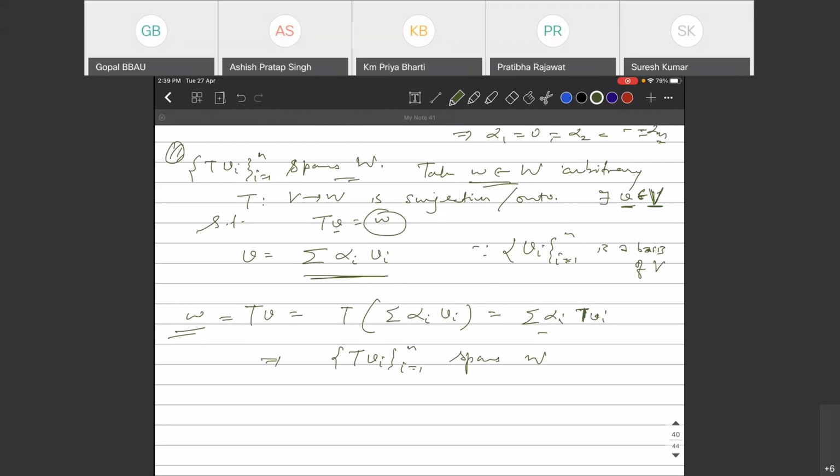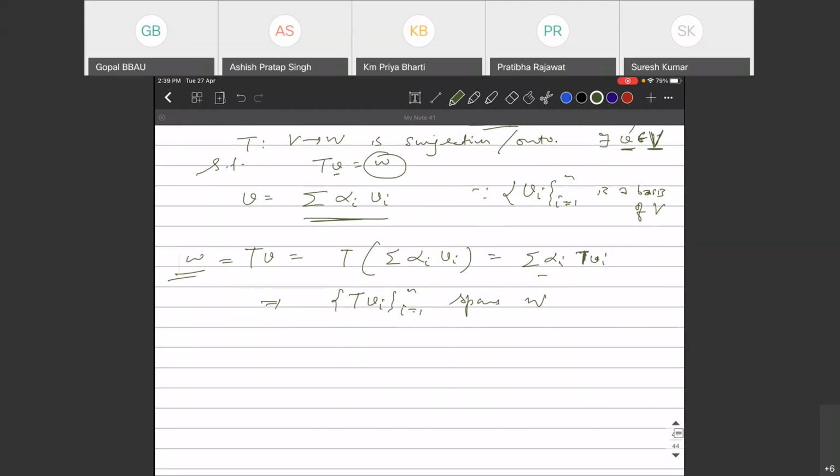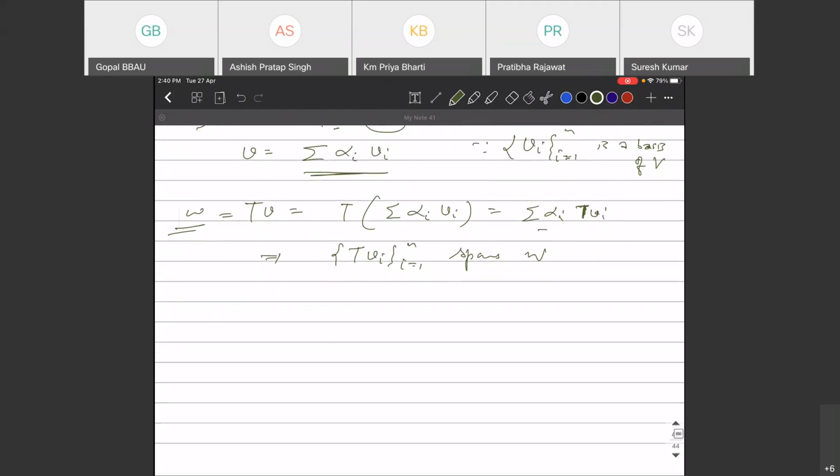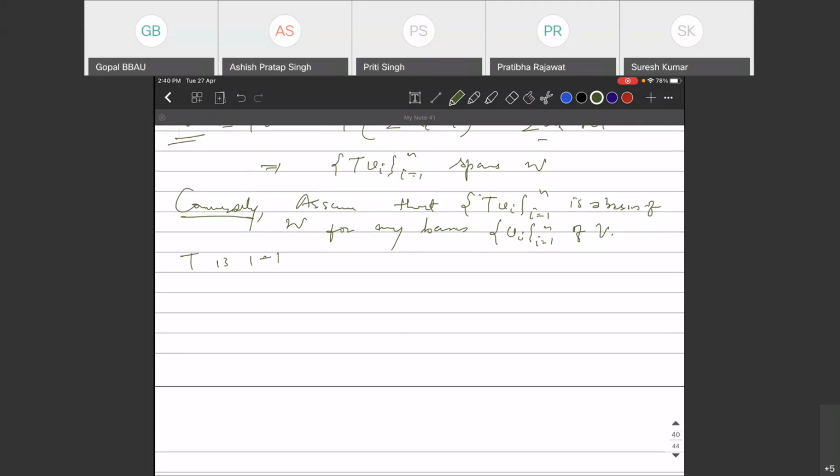So how will you prove the converse part? So assume that TVi is a basis whenever Vi is the basis of V, then you have to prove T is a linear isomorphism. Means T is a linear transformation. You know this, T is a linear transformation. How will you prove that it is bijective? So you have to show T is 1-1 and T is onto. Okay. Conversely, assume that TVi, i from 1 to n, is a basis of W for any basis Vi, i from 1 to n, of V. So you have to prove T is 1-1, and you have to prove T is onto.